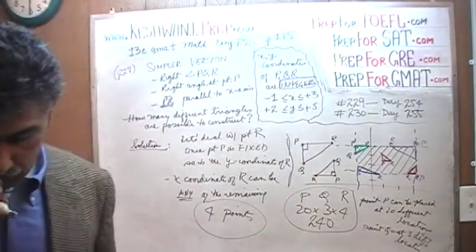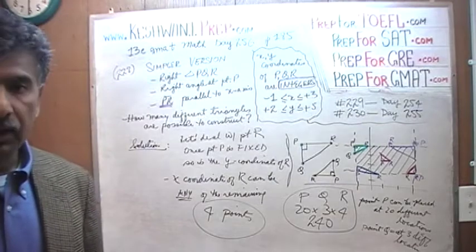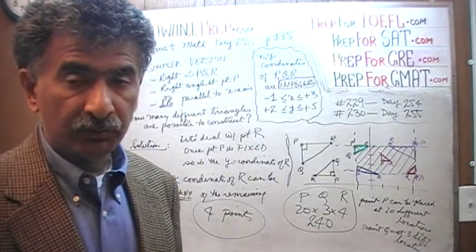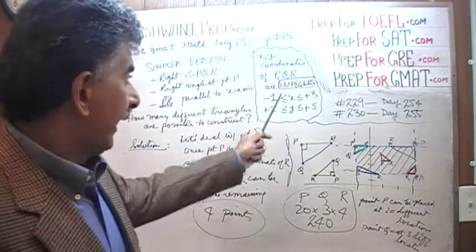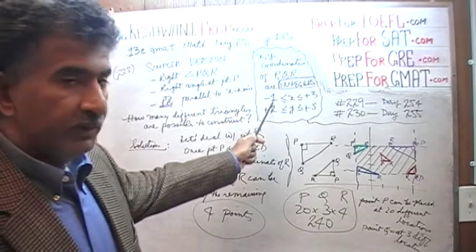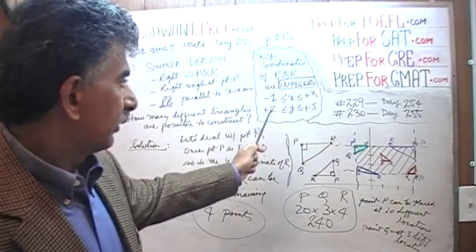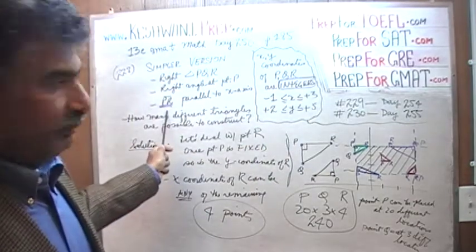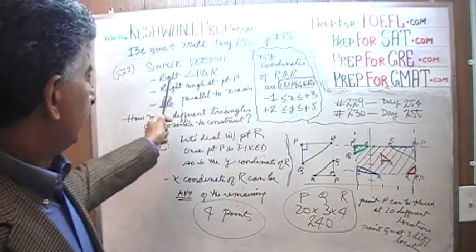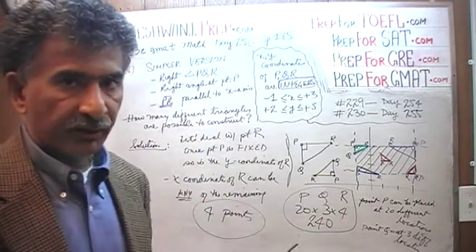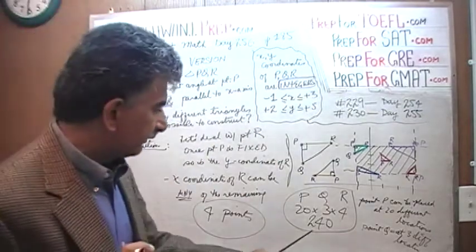There are 240 possible triangles that can be constructed given the constraint that the x and y coordinates of points P, Q, R have to be integers. The x coordinate must lie between -1 and +3. The y coordinate must lie between +2 and +5. Line PR must be parallel to the x-axis, and the right angle must be at point P. Given all of these constraints, there are only 240 triangles that can be constructed.